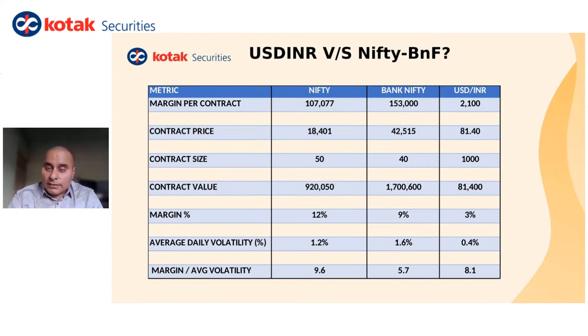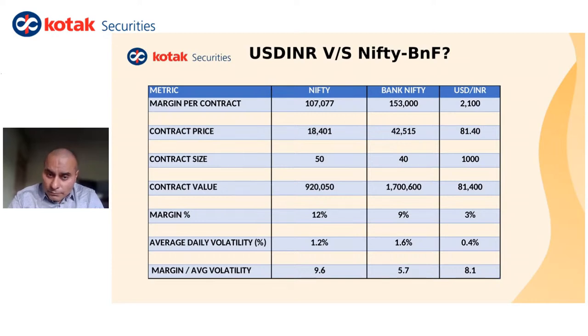Now there is one big reason why the USDINR options are finding a lot of tractions, and a lot of the traders who trade Nifty and Bank Nifty options are moving towards the USDINR. Aap agar jo margin hai usko agar compare karoge, Nifty mein 1,08,000 almost, Bank Nifty mein 1,53,000 per contract margin. Just wahi pe dollar rupee ka margin is 2100.